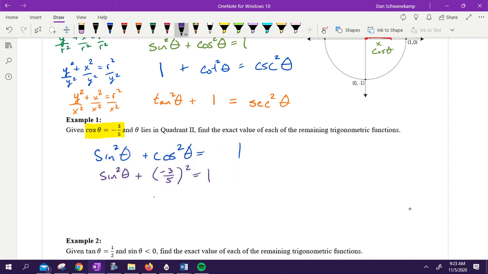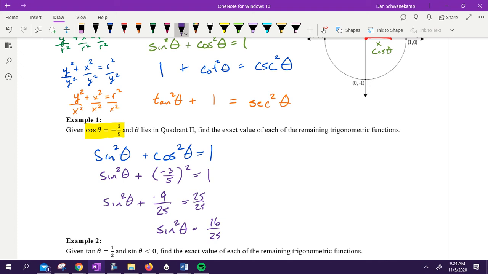What happens when I take negative 3/5 and I square it? What's that going to get me? 9/25 plus sine squared is all equal to 1. Okay, I could say it's equal to 25/25 if you want to. I'm going to get sine by itself, so I'm going to subtract 9/25. So I get sine squared theta equals 16/25, because I just moved that 9/25 over.